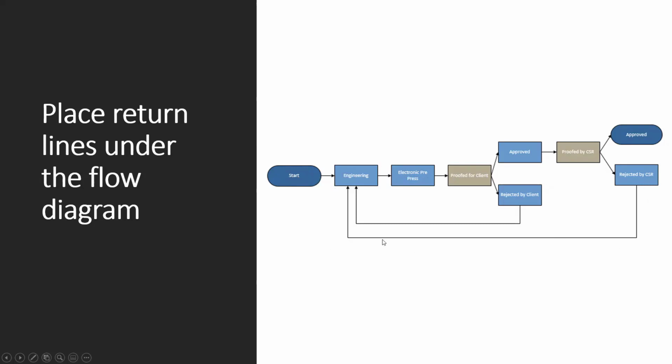And if you have more than one return line, try not to cross them. I know that there is a little method in Visio where, if you have two return lines crossing, it puts a little hill or blip to show that the lines are crossing, like one's going under a bridge. That's kind of what it looks like. But it really does get confusing when your return lines cross. So if you can, try not to cross them.